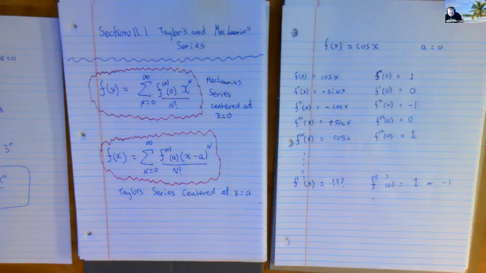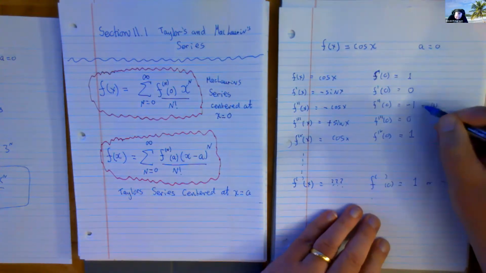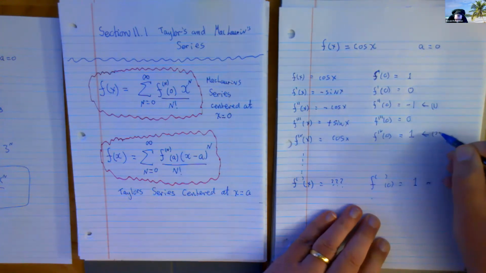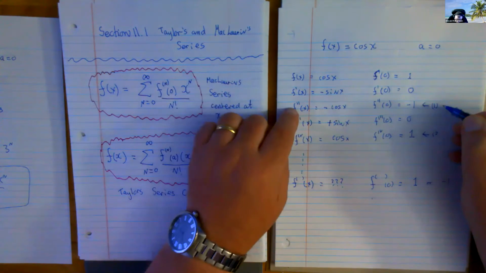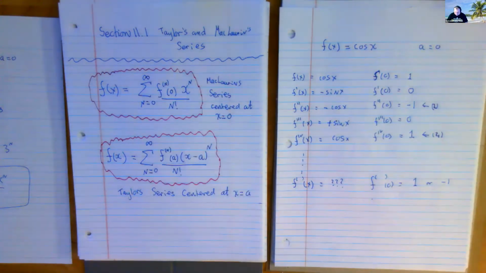What I'm going to do is I'm going to look at the first derivative gives me this guy, and the third gets this one too. Second derivative gives me that guy. Fourth derivative gives me that guy.